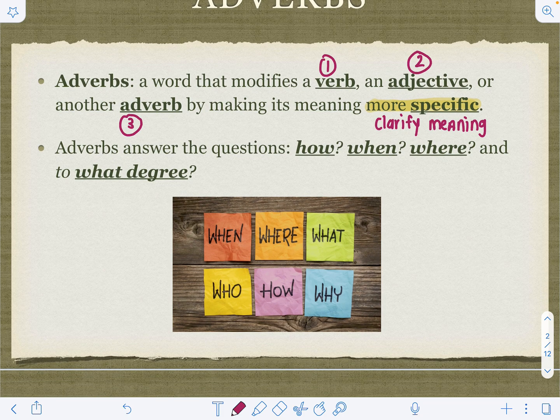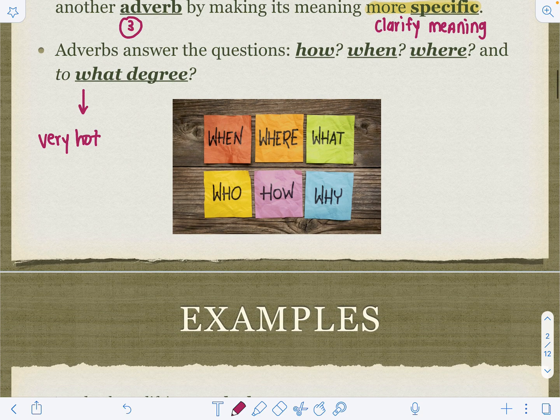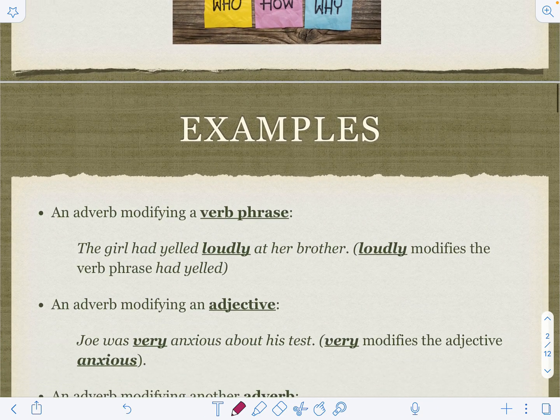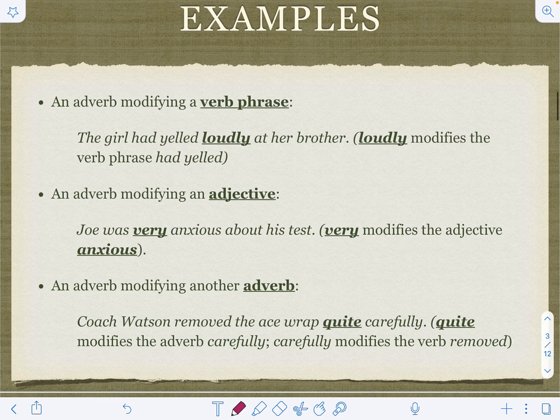An example of this would be, to what degree was the coffee hot? The coffee was very hot. So just an example, because that question sometimes is a little bit tricky. Feel free to scroll down to the next slide. I give you examples here.